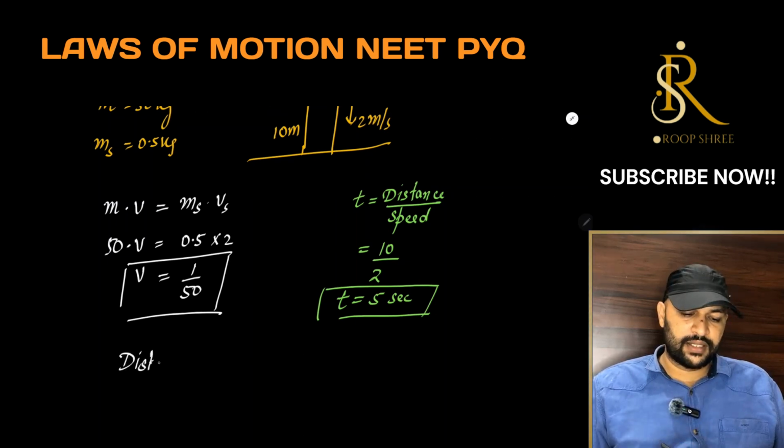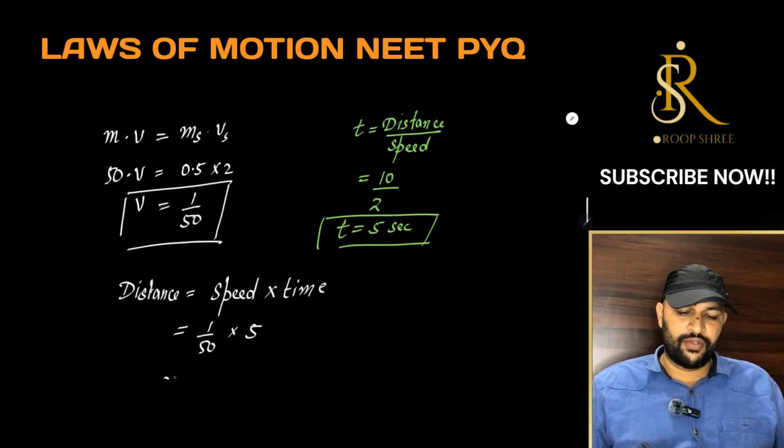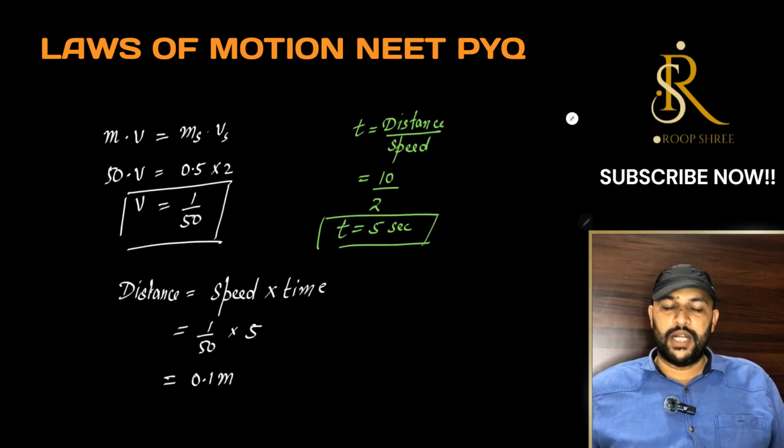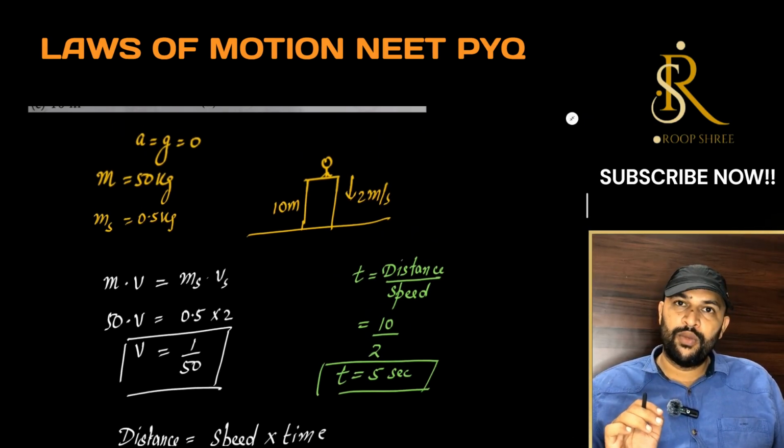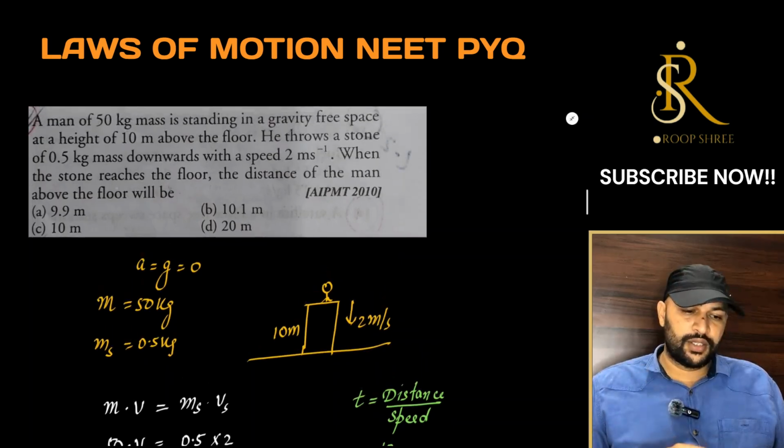Let's calculate the distance. So distance will be equal to how much? Speed into time. And speed is how much? 1 by 50 and time is how much? 5. So this will make it 5 by 50, which is 1 by 10, or 0.1 meters above the building.